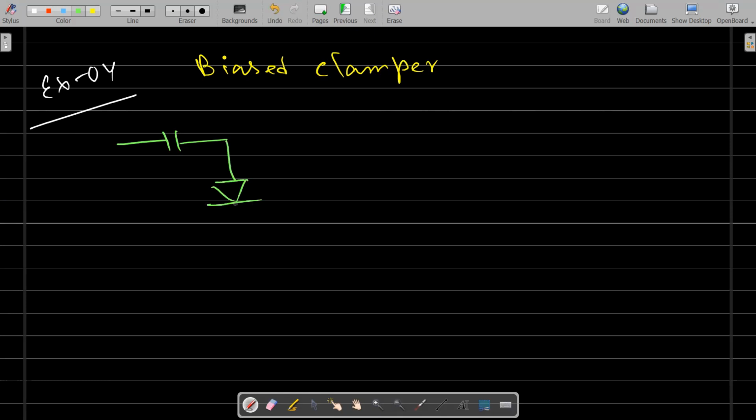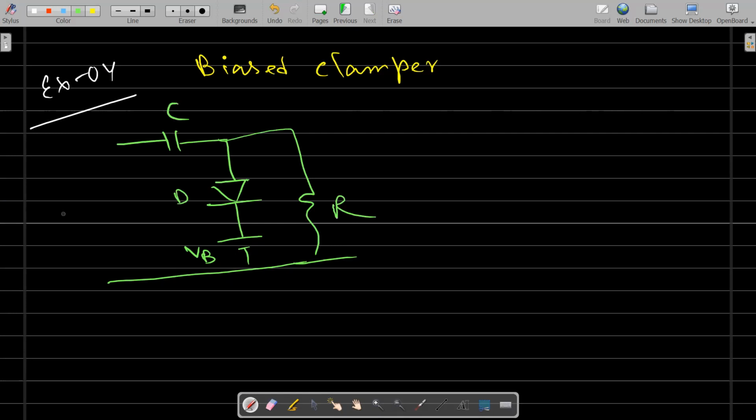Let the circuit be the same as before. Now here we are adding one extra DC voltage, let this be named VB. It's a diode and capacitor, same as before, and we are applying the same type of waveform, that is a pulse, plus P, minus P. And again, in the analysis, at the beginning of the positive cycle, the charge stored inside the capacitor is 0, so the voltage across the capacitor will be 0 at t equal to 0.